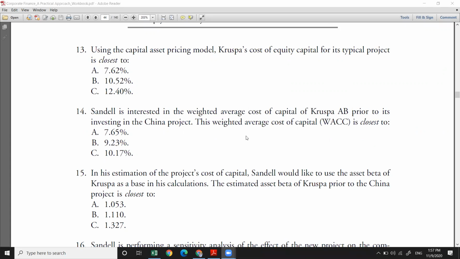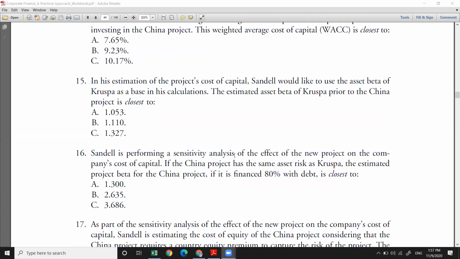So if you know the formulas, if you know the meaning behind the numbers that you're using, you can calculate very fast and easily get the numbers. In question 15, we are asked for the estimated asset beta for KRUSPA prior to the China project. So we need to calculate the asset beta, or unlevered beta, by substituting everything into the formula as well.